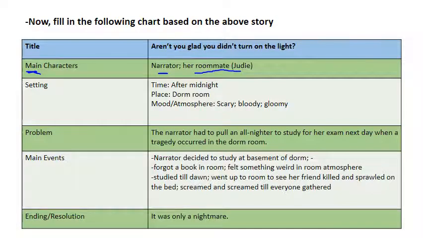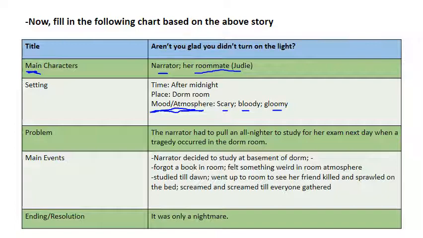Setting, time after midnight, place, dorm room. Mood and atmosphere. In stories related to horror or where there are a lot of feelings and descriptions, I might ask you for the mood or the atmosphere. Mood or atmosphere means how did it feel in the story? How was it? It was scary, it was bloody, it was gloomy. You can write several other different adjectives. So mood and atmosphere is feeling in the story.